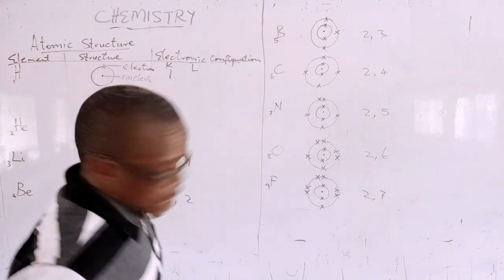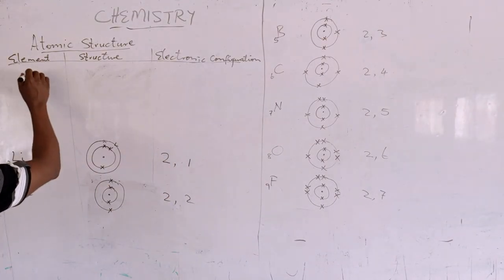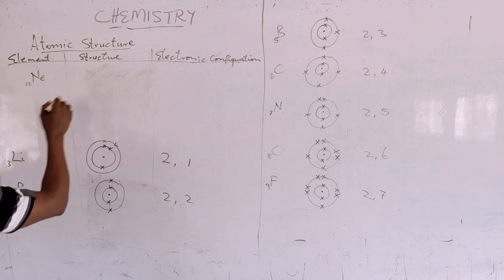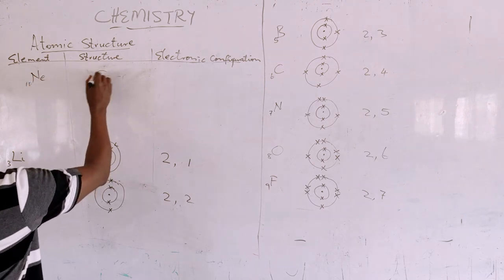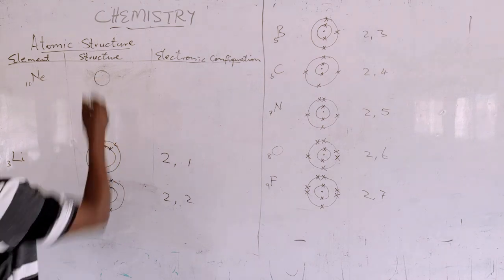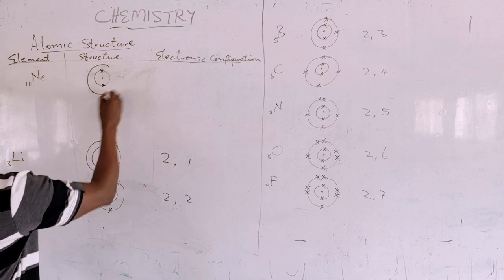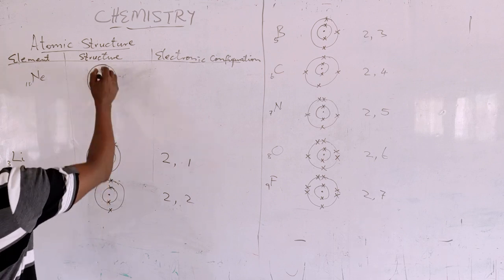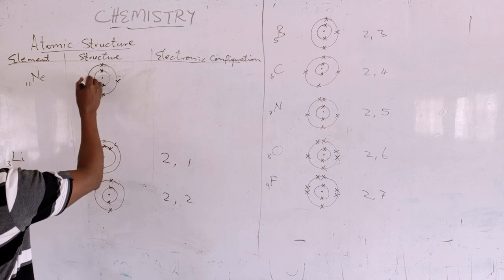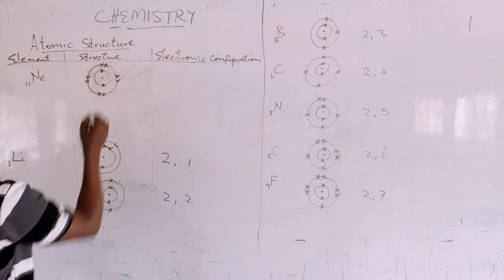Okay, so next one is neon, Ne, atomic number 10. You come here, the first shell will carry 2, the second shell will carry 8. 1, 2, 3, 4, 5, 6, 7, and 8.